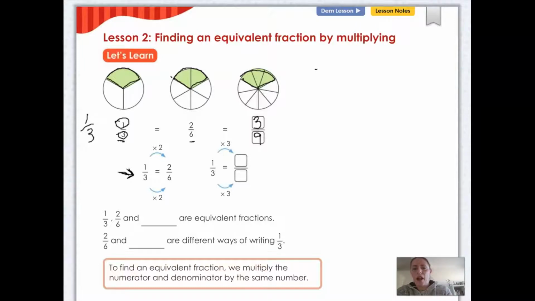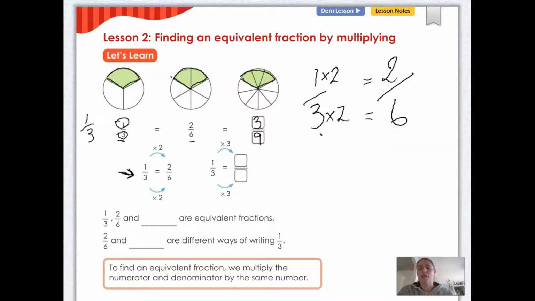So I'm going to write that. You have your 1/3 and we want to find an equivalent fraction. So we're going to pick any number in the world that we want, to keep it simple and to keep it on the same page as what we just taught you. I'm going to pick the 2. So 3 times 2, well, that equals 6. Remember, what I do to the bottom, I have to do to the top. So 1 times 2 equals 2, and there I have an equivalent fraction, 2/6. 1/3 is the same as 2/6.